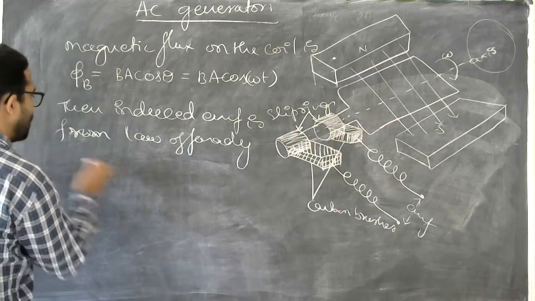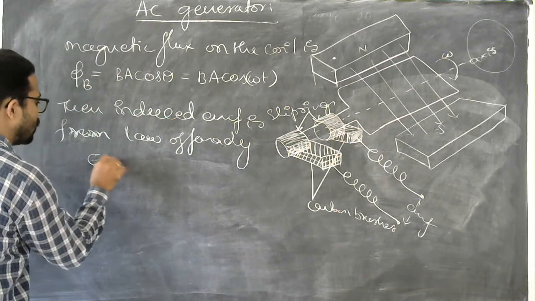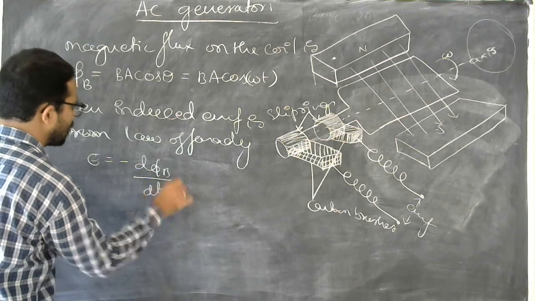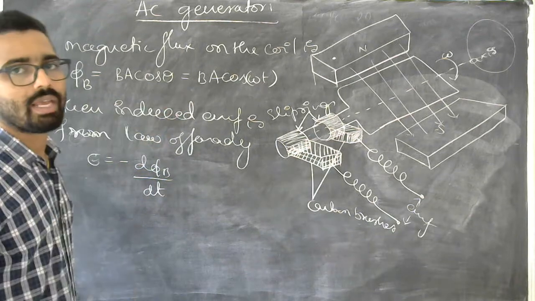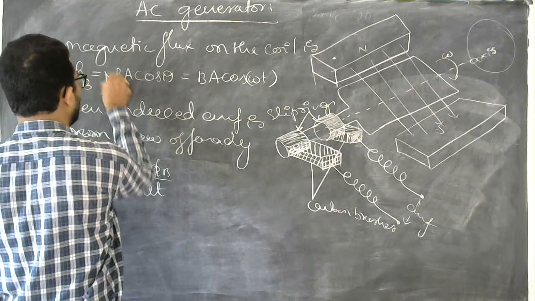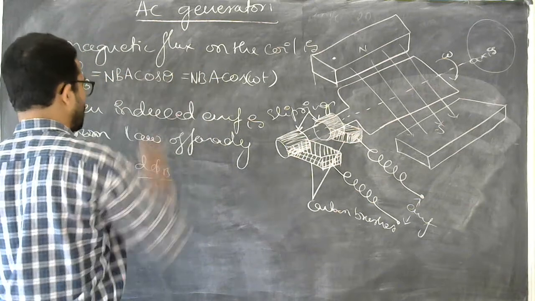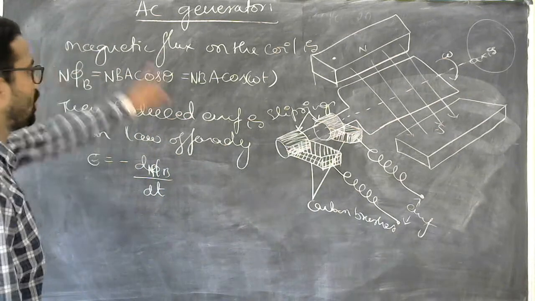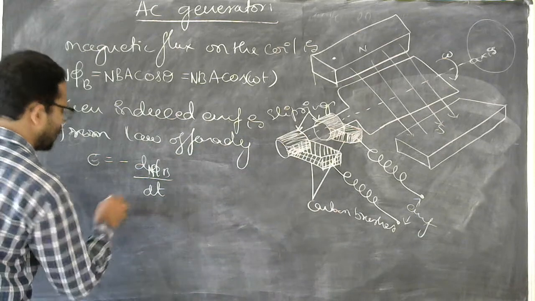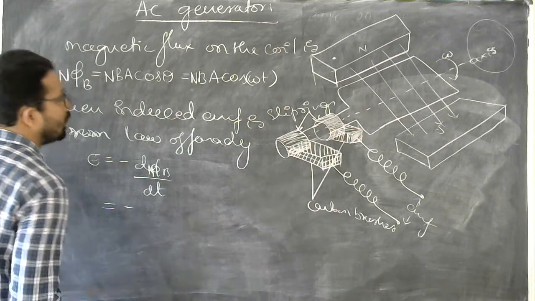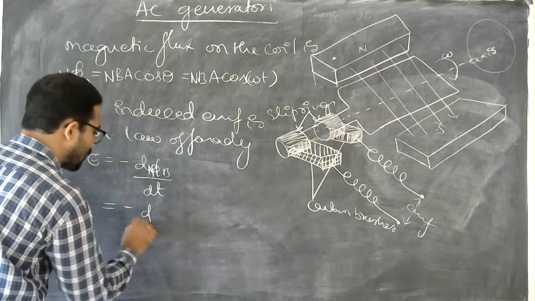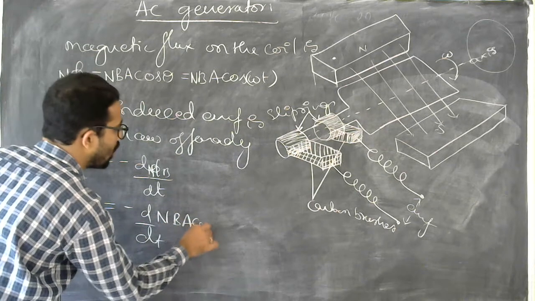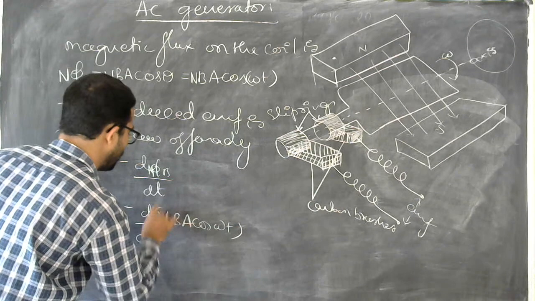From Faraday's law, E is equal to minus dφ/dt, right? If you are writing this for n number of turns, then you should write it for n number of turns. So, minus d by dt of n B A cos ωt.